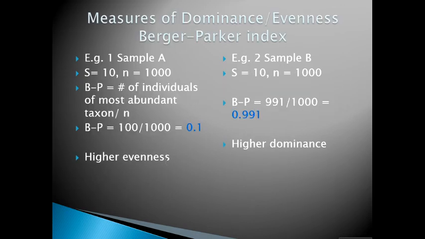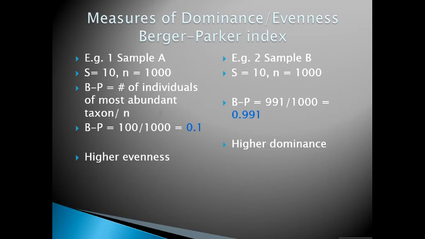There's something that we do called the Berger-Parker Index. And the Berger-Parker Index, the BP, is simply the number of individuals of the most abundant taxon, divided by the total number of individuals.